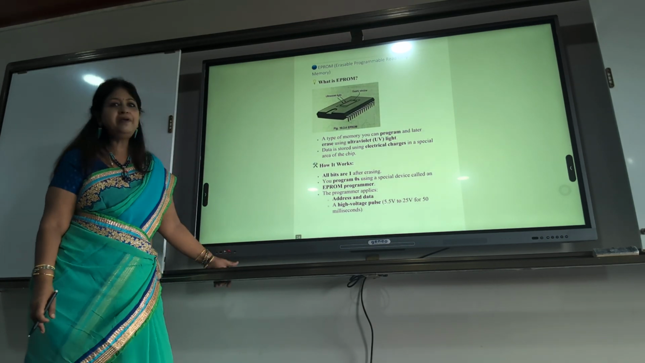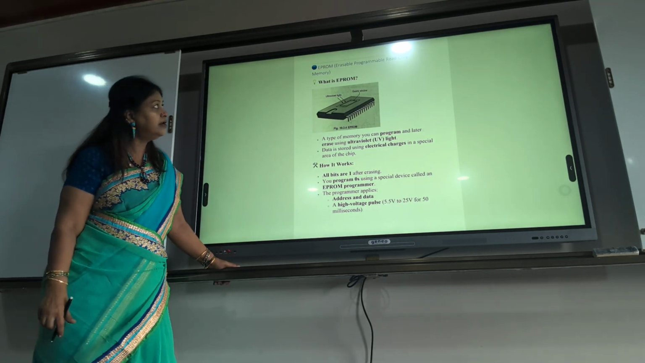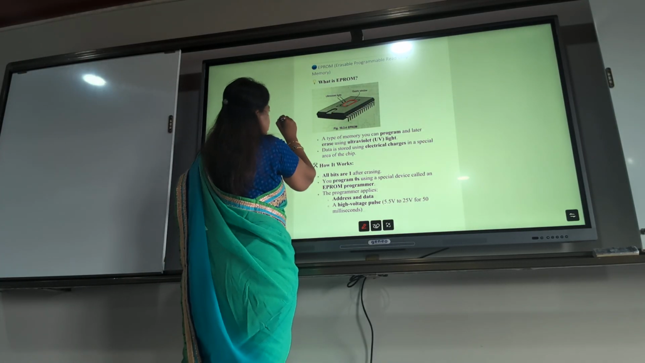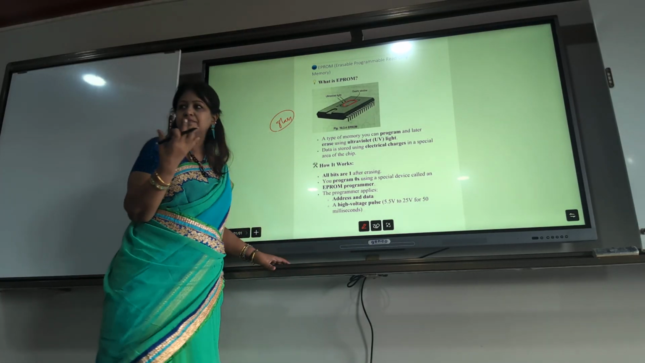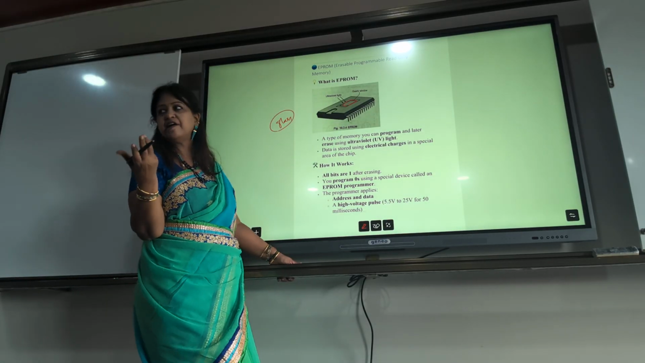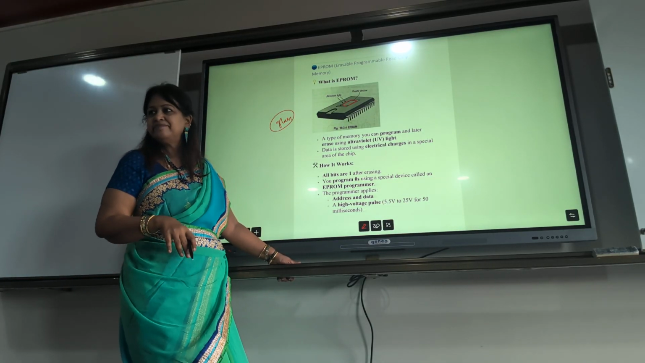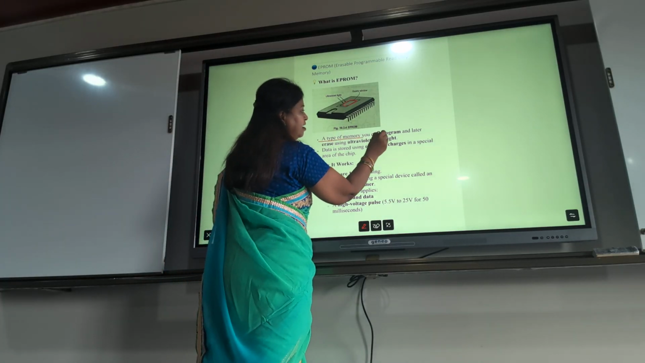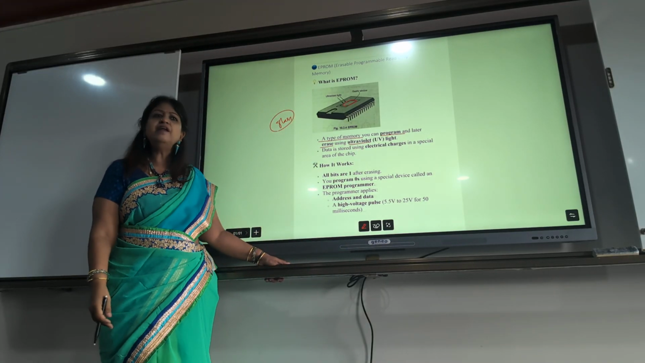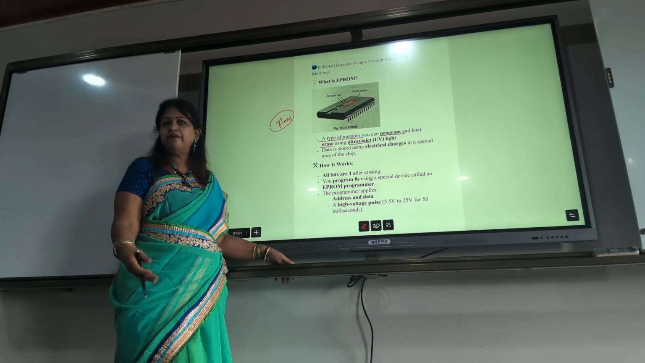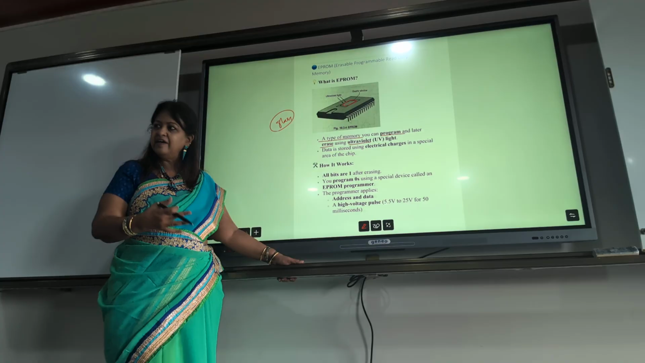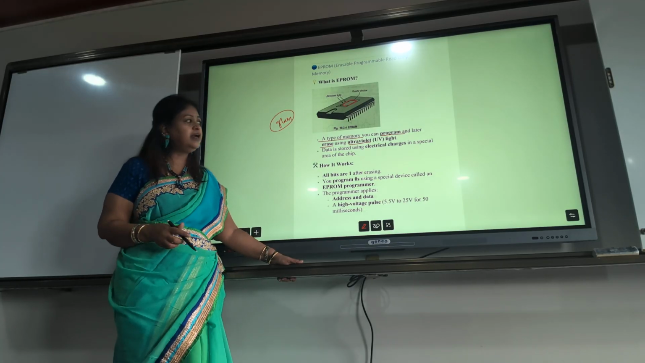Then coming to EPROM, erasable, programmable, read-only memory. There will be a glass window here. When the light is focused for a few minutes or seconds, it will erase everything. It is a type of memory you can program and later erase using ultraviolet rays. You can erase and write the data any number of times. When we do R&D, we do this. In research, we don't know what the final answer is, so we have to try again and again. So we use this erasable programmable read-only memory.